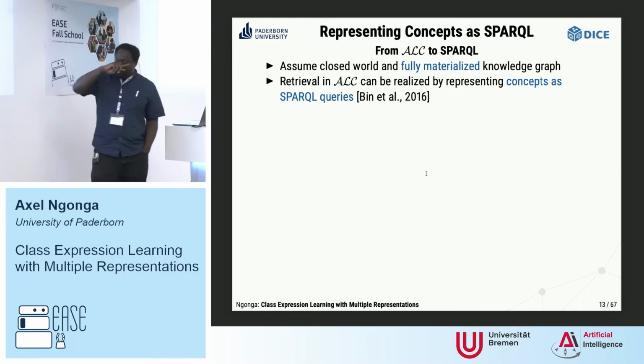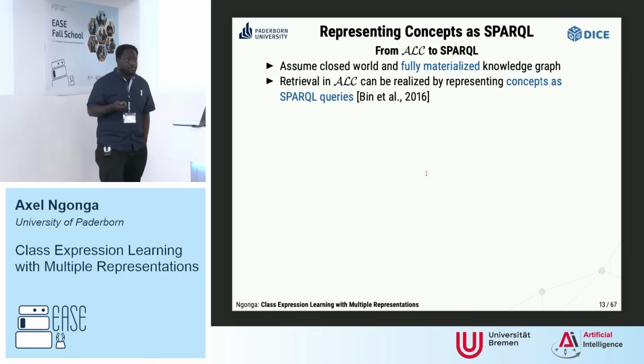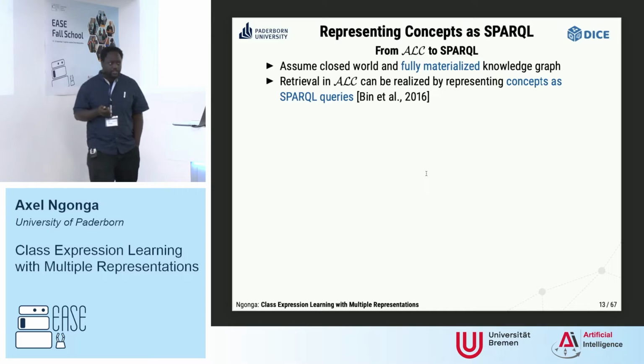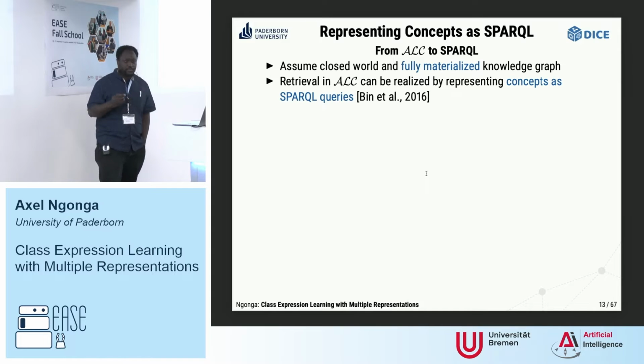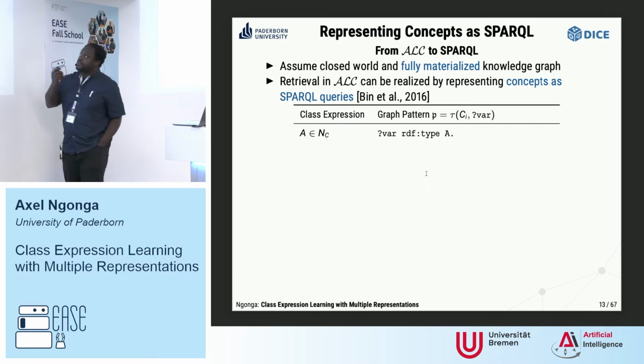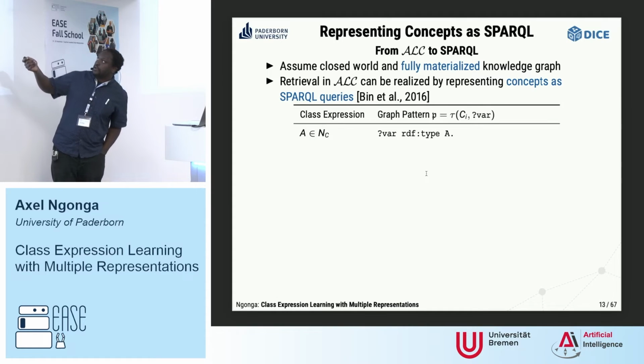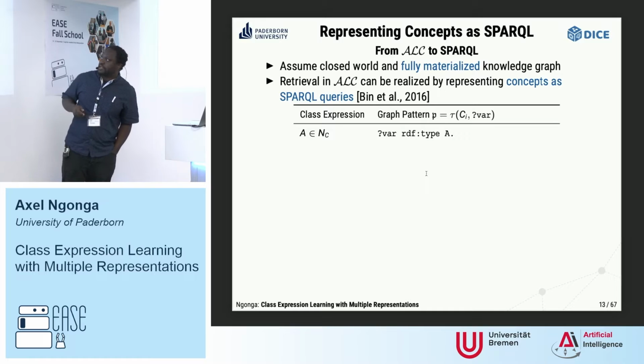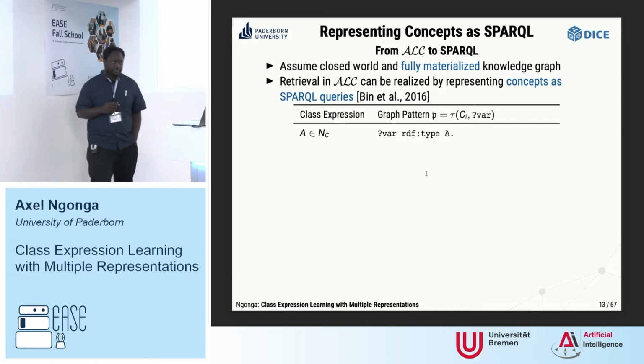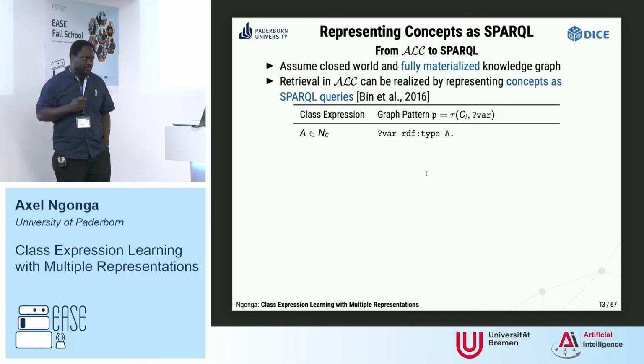Representing concepts as SPARQL. So if you assume a closed world, that is fundamentally an assumption we kind of have to make here, and a fully materialized knowledge graph, Bin et al. have already shown that retrieval in ALC can be performed by representing concepts as SPARQL queries. So this is a known and established result. The idea here is that they define a recursive approach to building the corresponding graph patterns. And basically this P here is the graph pattern for a particular class expression Ci with respect to a particular variable var, right? So that's fundamentally the graph pattern that we want to find.